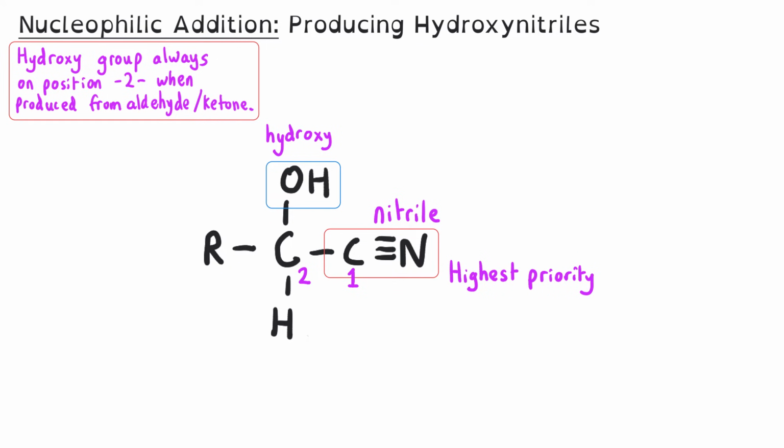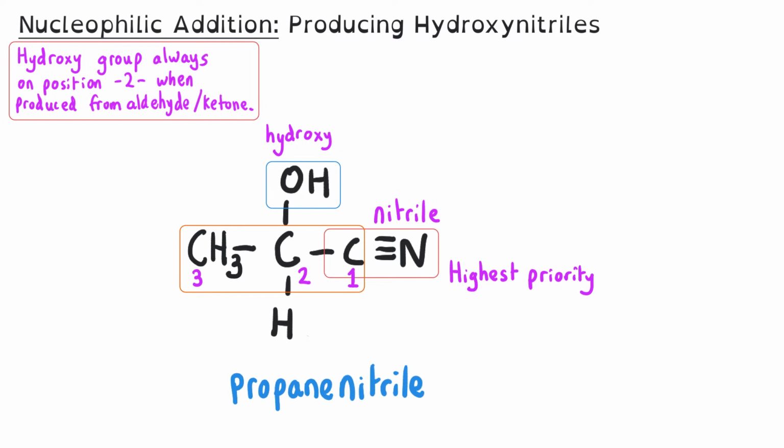And so if we had a chain of 3, so we had a CH3 group in the position of this R group, we would refer to this as a nitrile, highest priority. The chain of 3 includes the carbon as part of the nitrile functional group, and so this is propane nitrile. Remember the convention that we need to have a vowel between 2 consonants in something's name. And then the hydroxy group is on carbon number 2, and so this molecule would be 2-hydroxy propane nitrile.